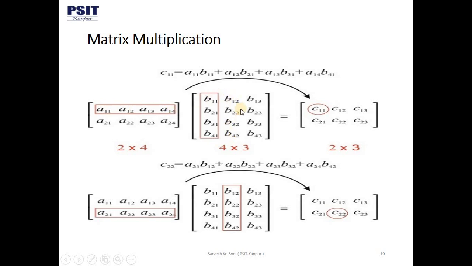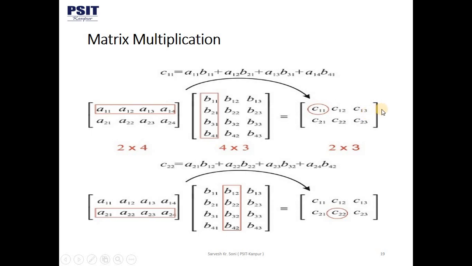So next time the column index will be changed, so the selected column will be the second column of matrix B. Then the corresponding element, that is A11, will be multiplied by B12, plus A12 multiplied by B22, plus A13 multiplied by B32, plus A14 multiplied by B42, and add them all, and it becomes the second element of the resultant matrix. So this is the basic idea of matrix multiplication.